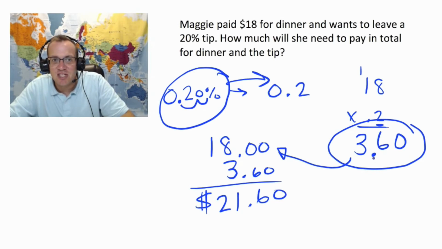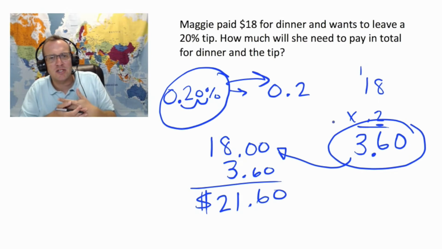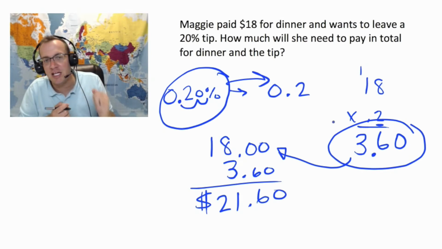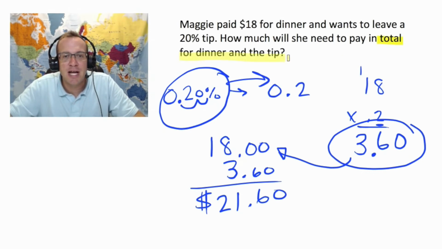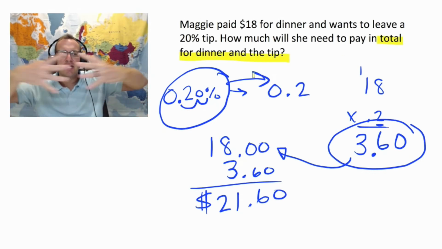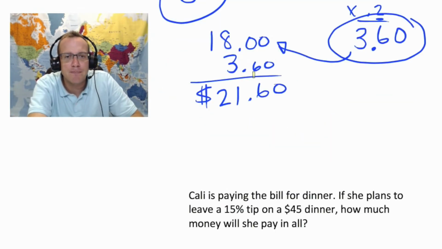And this $3.60 is the tip. So if the question is just, what is the tip amount of 20% on $18, your answer would be $3.60. However, they ask us for the total of dinner and the tip. Okay, so the total is when we add them back together in the end. Okay, let's have you try one now.